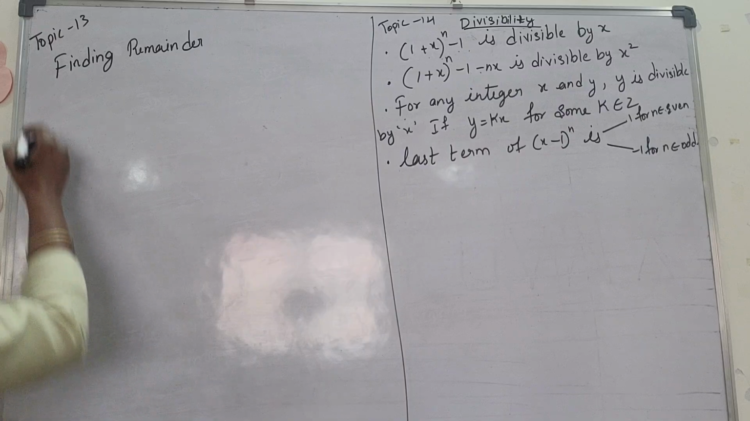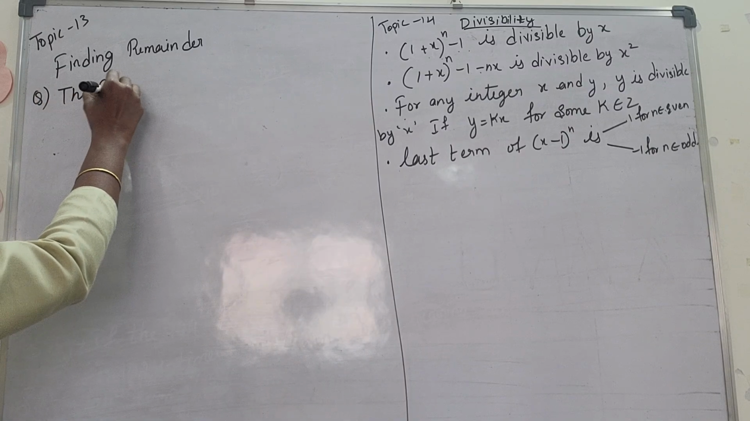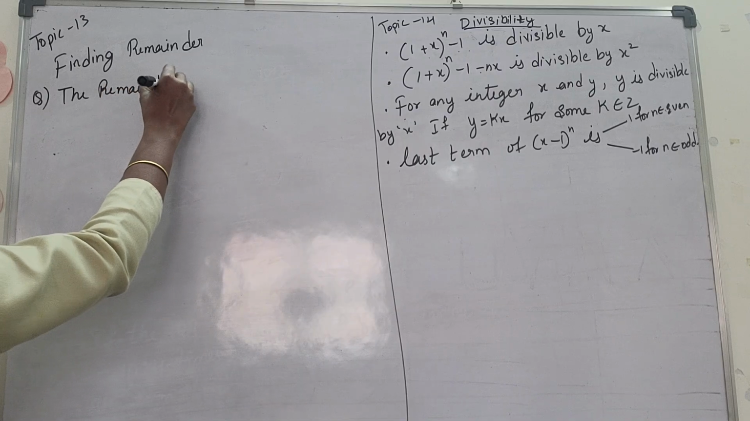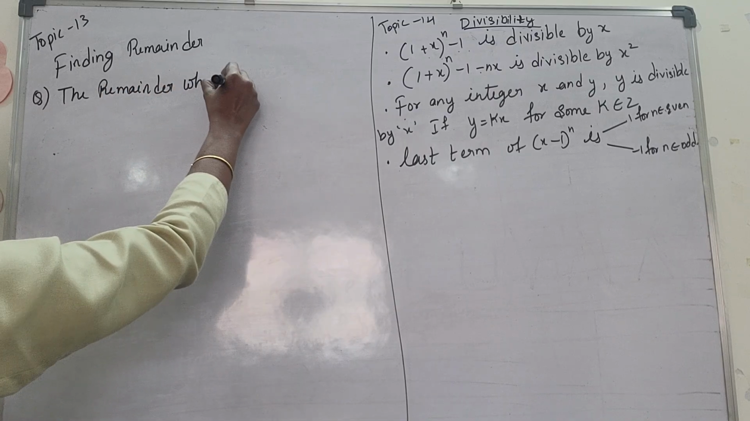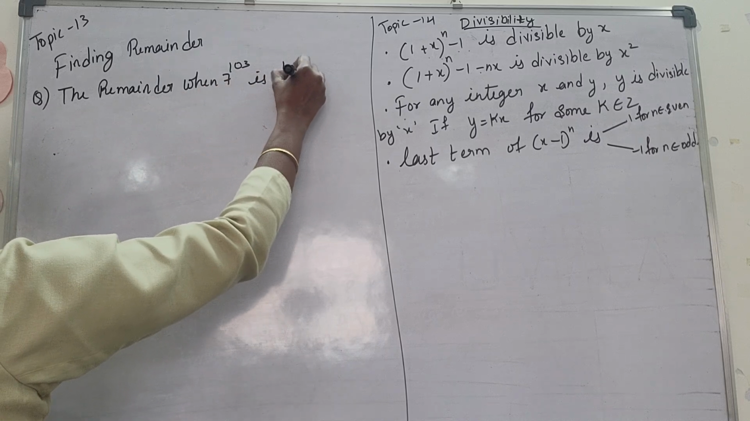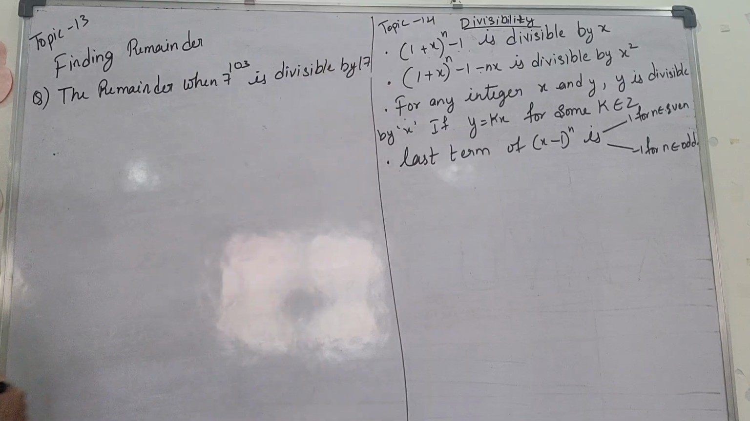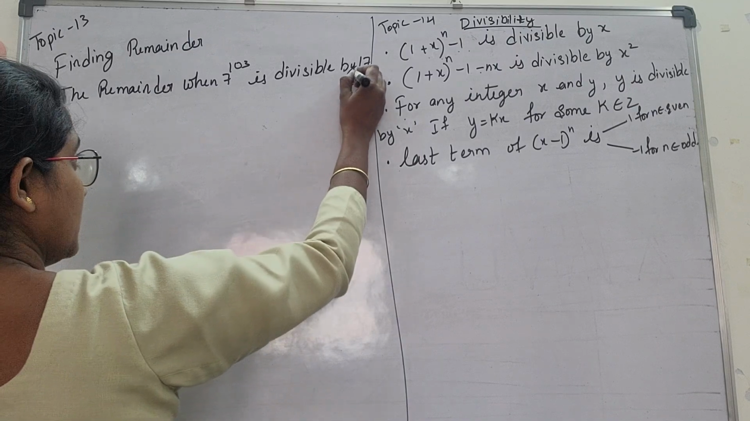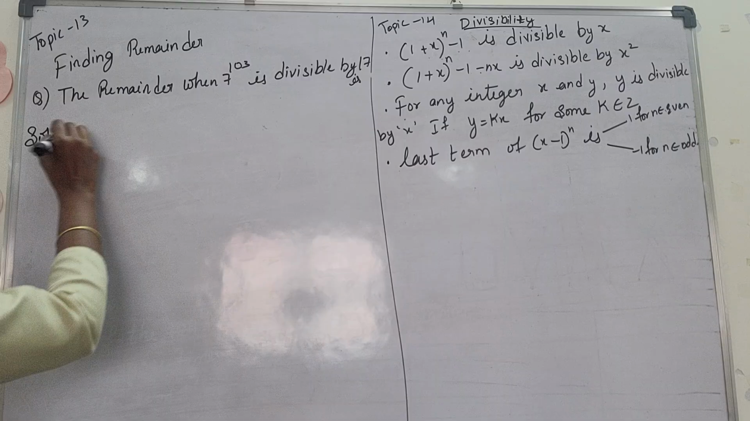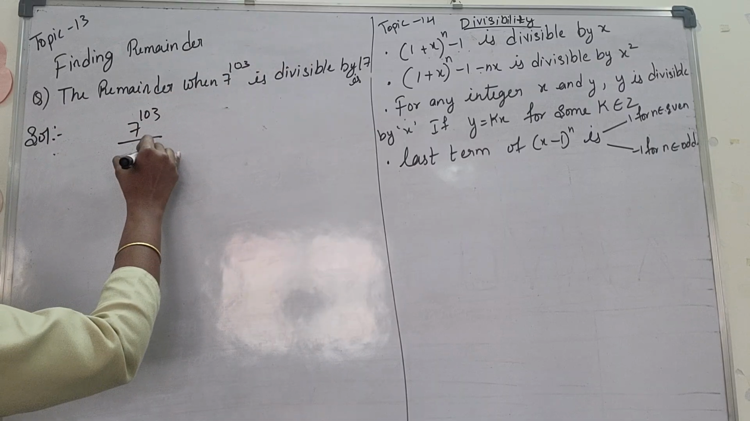I'll give a question. We'll see the remainder when 7 power of 103 is divided by 17. So we need to find the remainder when 7 power of 103 is divided by 17. We'll check it out. It's a big number, right? So we can't do it directly.